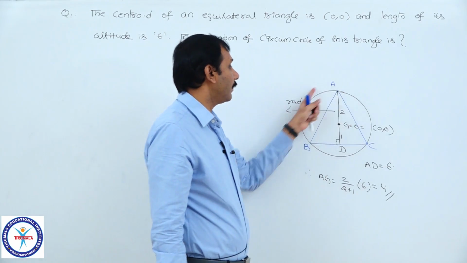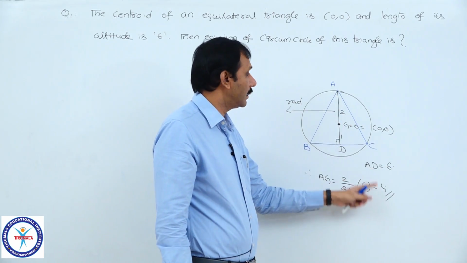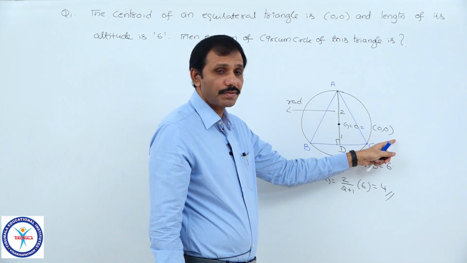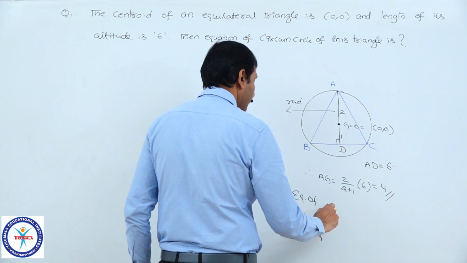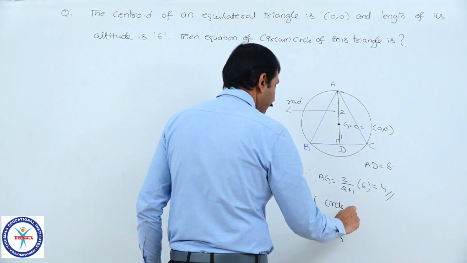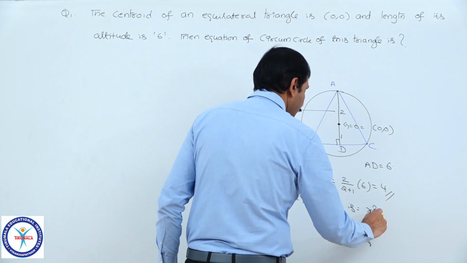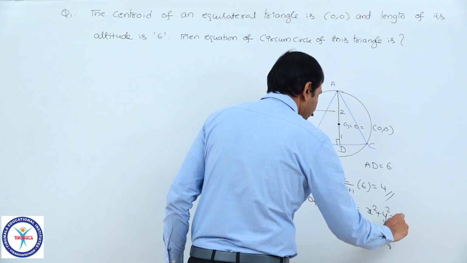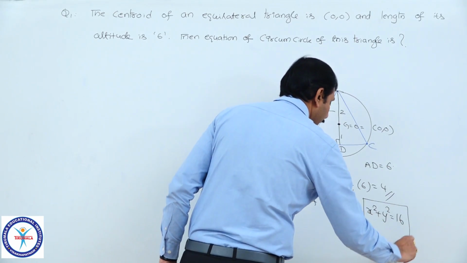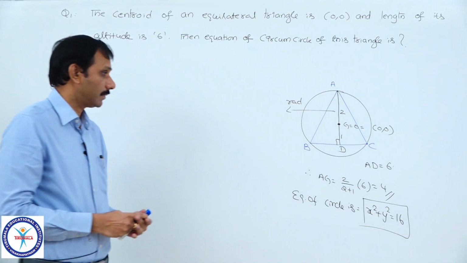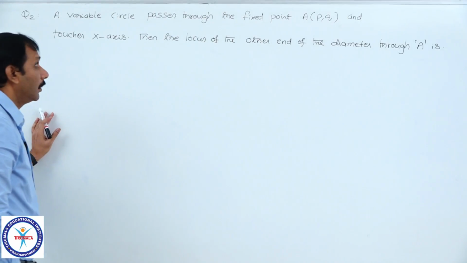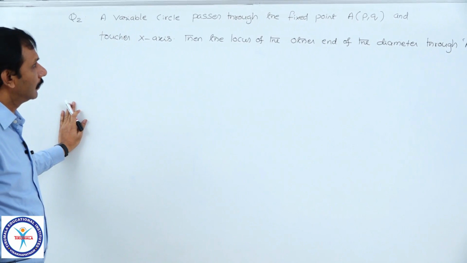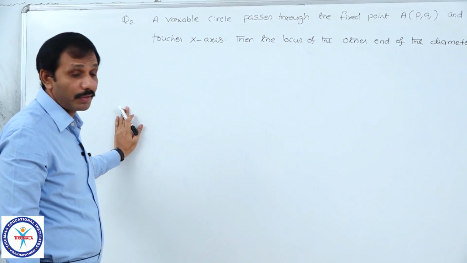Hence, the radius of the circumcircle is 4 units and the center of the circle is 0, 0. Hence, the equation of the circle is x square plus y square is equal to 16. A simple result it is. Next, second problem. A good problem, a very important model.